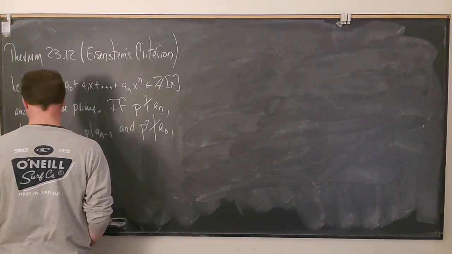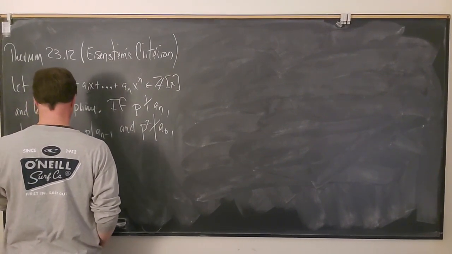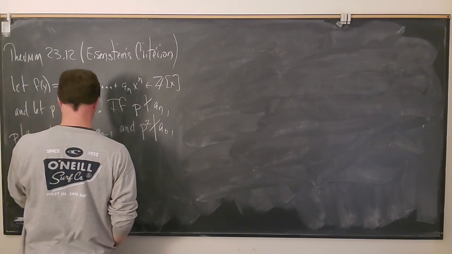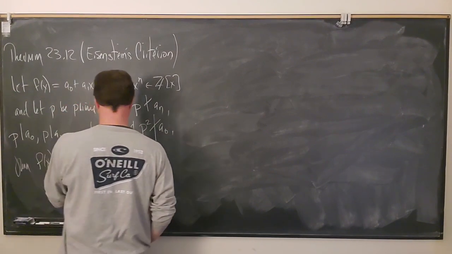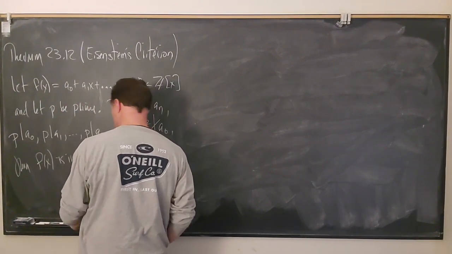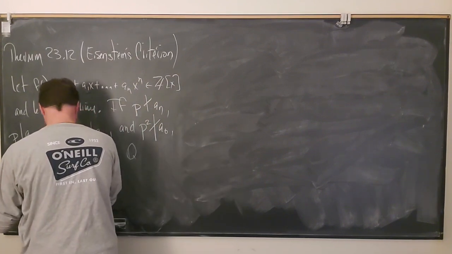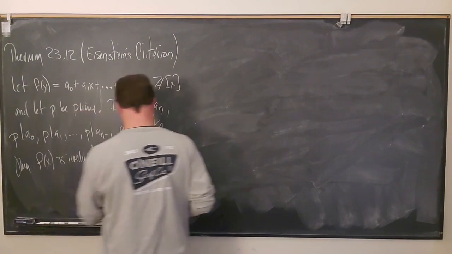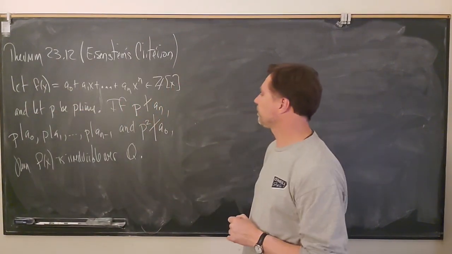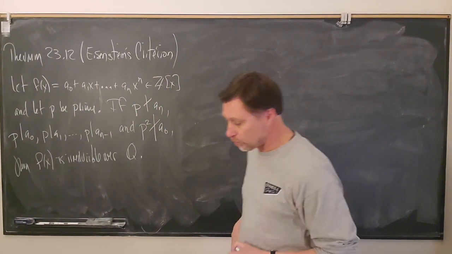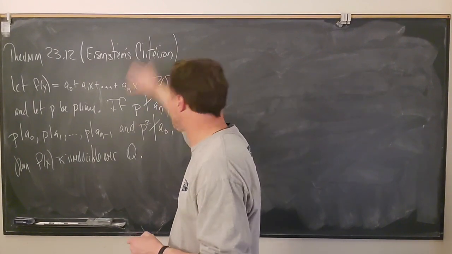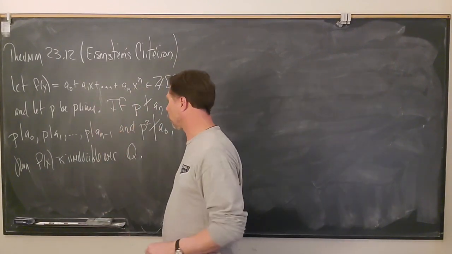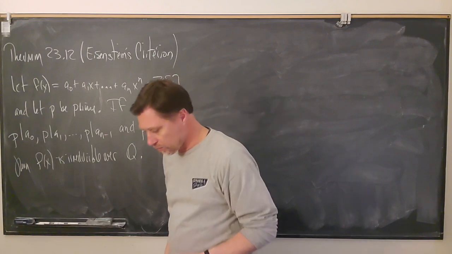Then f of x is irreducible over Q. So it's kind of a curious criterion. It turns out that it's true, and we're going to see in the proof why all of these conditions work, or why we need all these conditions as we go through the proof.